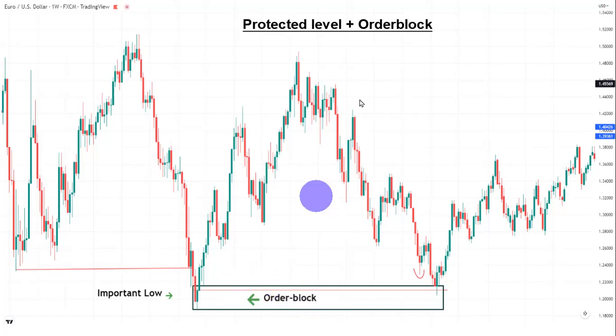But the key thing I wanted to draw attention to is that this is a protected level, okay? Because it's a protected level, it adds odds to this particular order block.